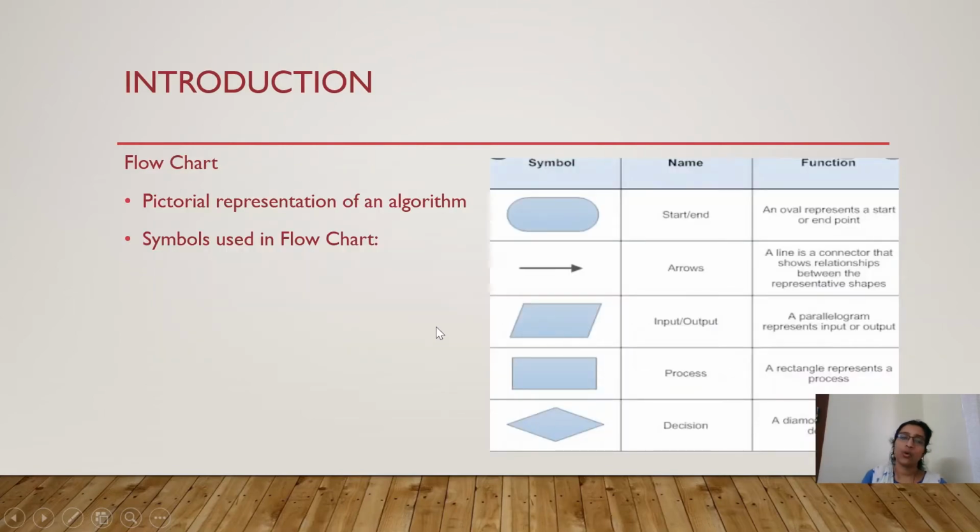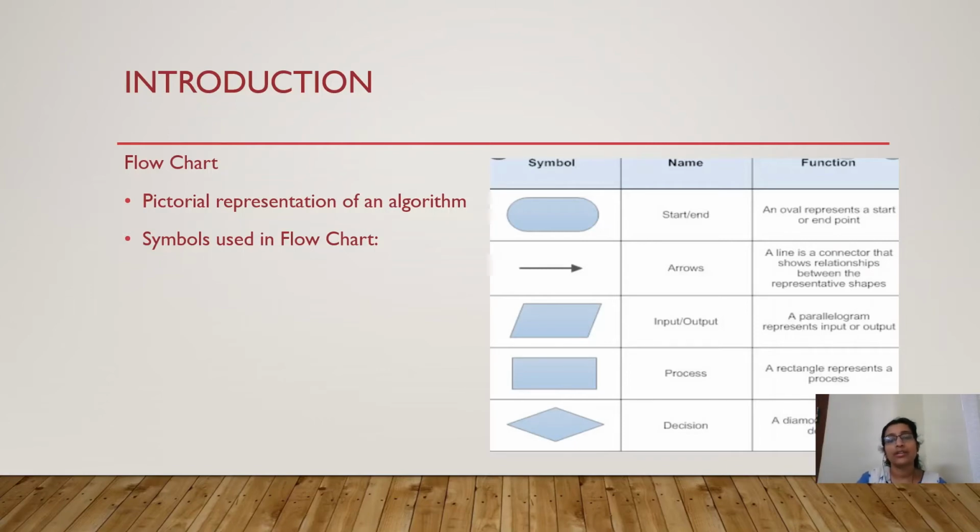Now coming to the flowchart. A flowchart is a pictorial representation of an algorithm. Instead of reading text, if it is a picture, we can understand it more. That is, visual understanding is greater compared to reading and understanding. So if we represent something visually, we can understand it easily. The same algorithm can be represented as a pictorial representation, which is known as a flowchart.